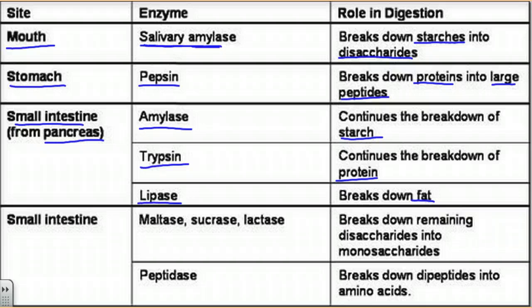The digestive process continues with maltase, sucrase, lactase, and peptidase. These enzymes continue to break down the disaccharides into monosaccharides, and peptidase continues to break down dipeptides into amino acids. Now, there's no way that I want you to remember the names of these enzymes. However, I want you to locate the part of the alimentary canal and what macromolecule is being broken down.